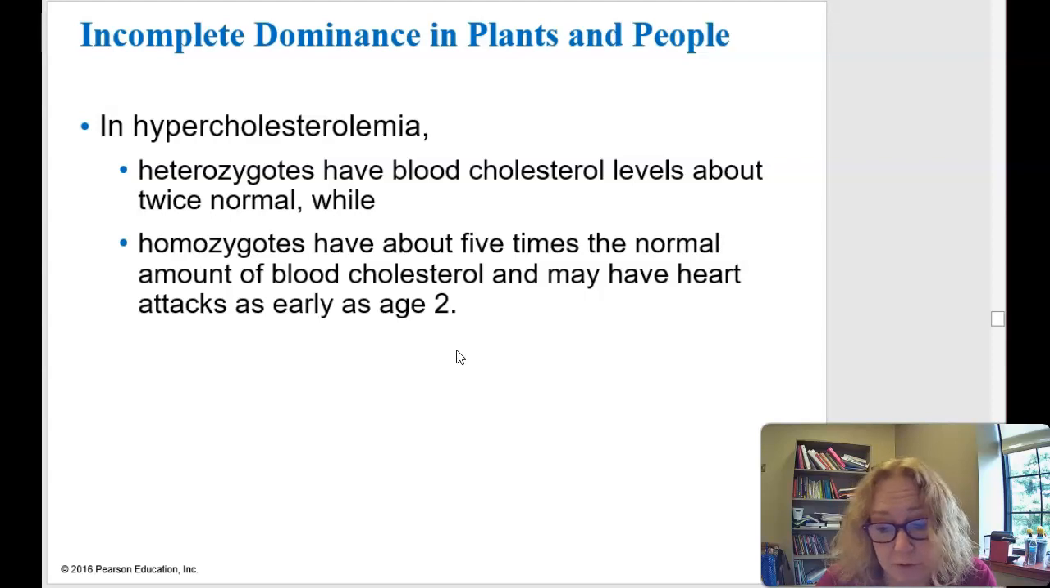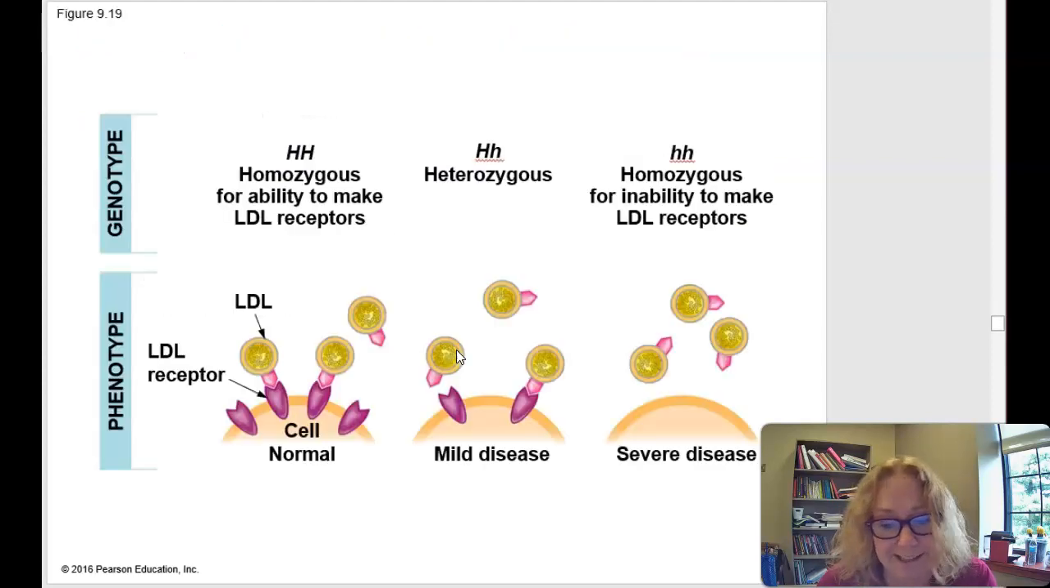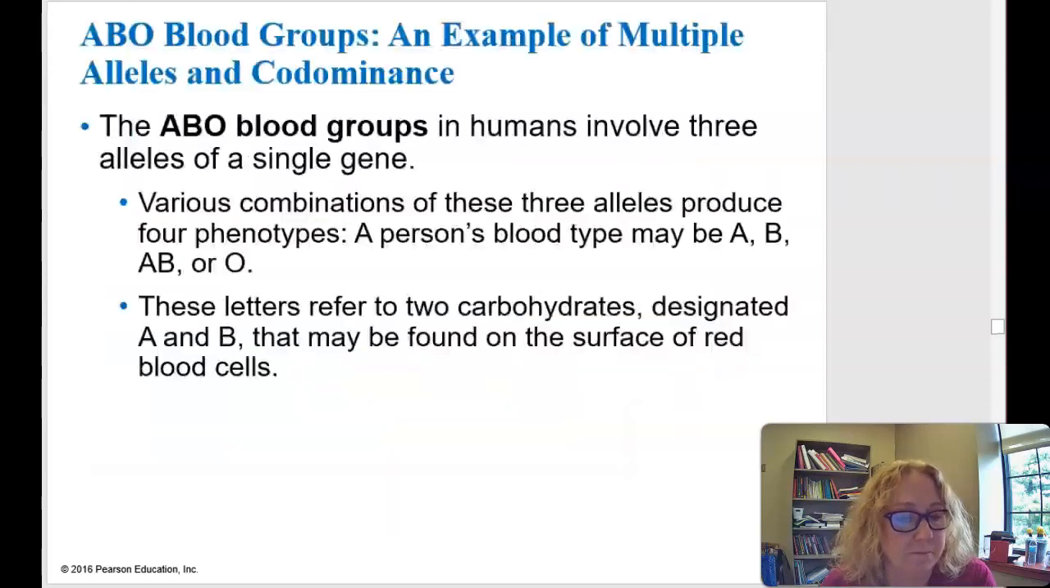So, right, 2-year-olds aren't eating badly. They have a genetic disease. And it looks like this. This is your cholesterol. This is a normal cell. What would happen? This is if you had the mild disease, and if the disease was severe, you just really wouldn't be able to have any receptors, and it would cause you to have a heart attack at a very young age.